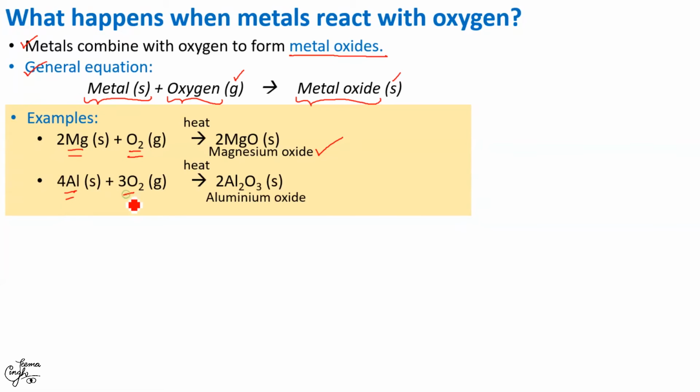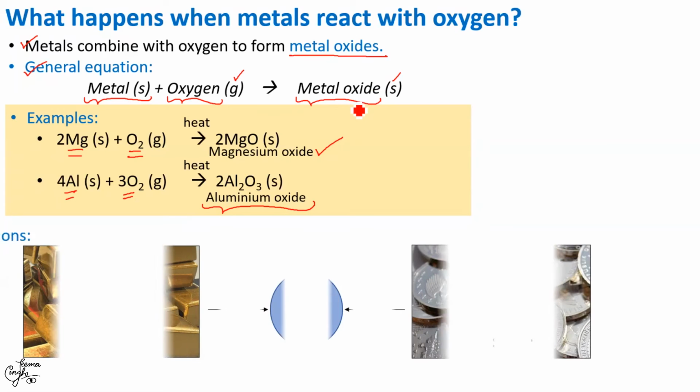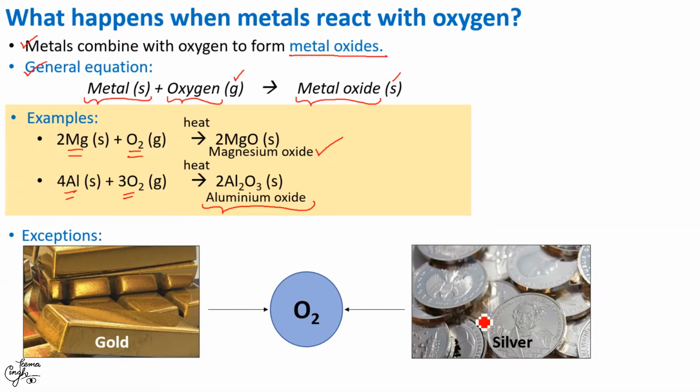Aluminium combines with oxygen to form aluminium oxide. Similarly, almost all metals combine with oxygen to form metal oxides. When I say almost all metals, it means the majority of them. Few metals such as gold and silver do not react with oxygen at all. They are said to be exceptions.